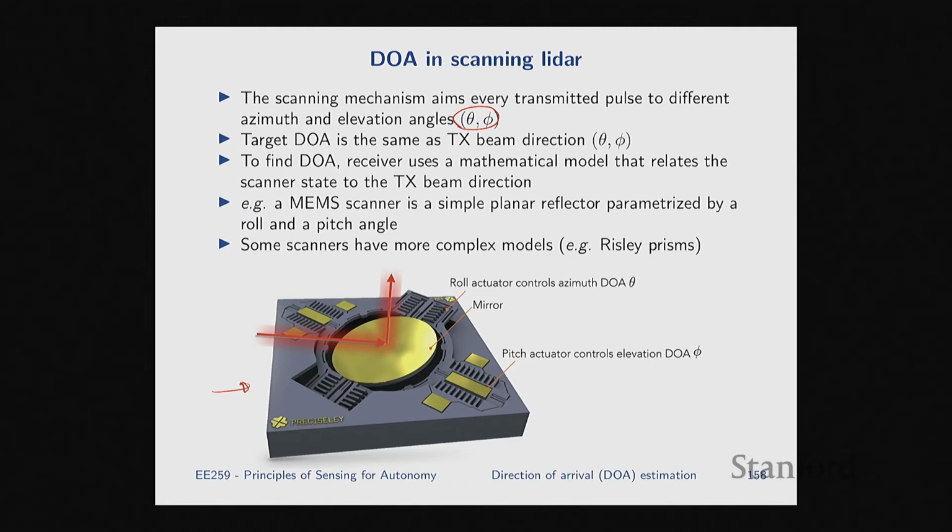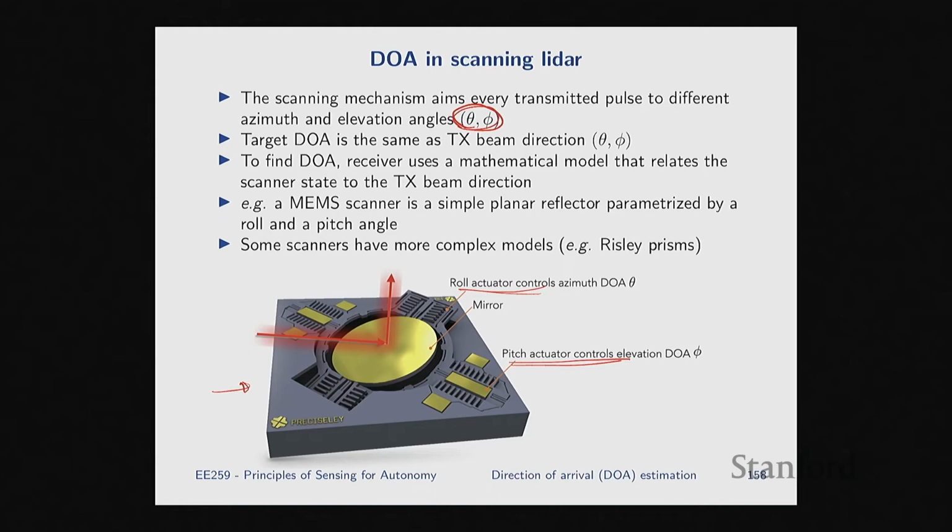What do we mean by the state? It depends on the scanner type. But for the MEMS scanner we are showing here, the state could be the state of the two actuators, one of which controls the pitch and the other the roll of the mirror. If you have some geometric model of this pivoting mirror, by reading back the state of the two actuators and feeding that to your forward model, that tells you the theta and phi of the outgoing beam.